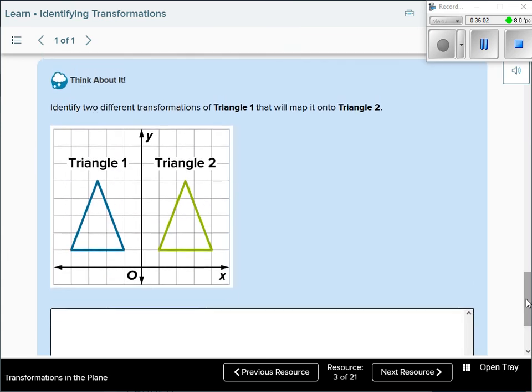So if I'm looking at this, think about it here. Identify two different transformations that we could have used to go from triangle 1 to triangle 2. What could they have done here to go from the blue triangle to the green triangle? Reflection, translation. They could have just reflected it over like this, or they could have just slid it over. Translation. All right?